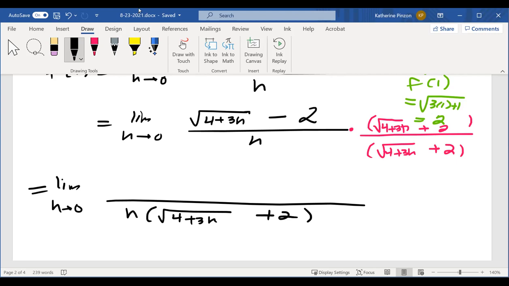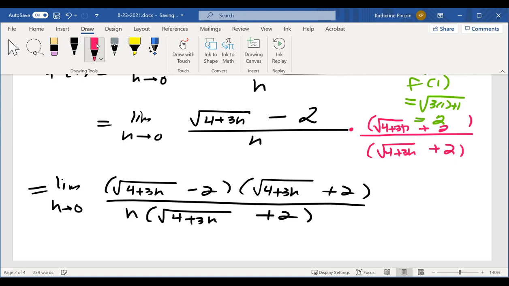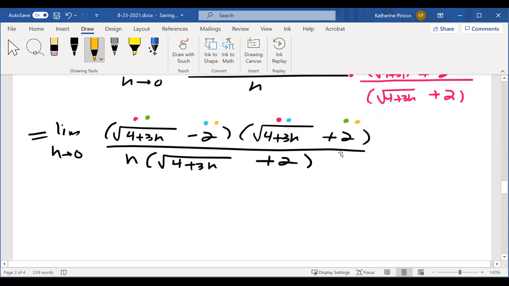To do this multiplication, I have to do square root of 4 plus 3h minus 2 times square root of 4 plus 3h plus 2. So I'm going to multiply these two terms together, then these two, then these two, and then these two. Okay, so I'm going to FOIL it out, do like a big old distributive.